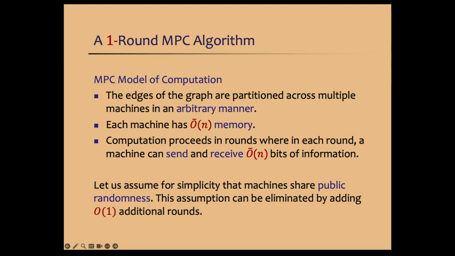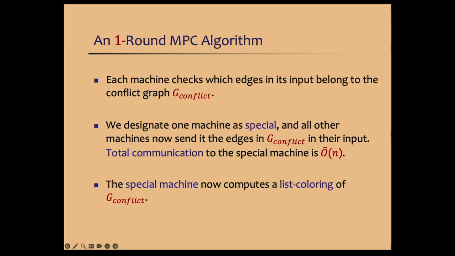Okay, so let me just also super briefly mention the algorithm in the MPC model. And for simplicity, let me just assume that machines share public randomness. So all machines have the same common source of randomness for now. You can eliminate this assumption by just adding a couple of additional rounds. So what's the algorithm? Each machine will check which among its set of edges needs to go to the conflict graph. All the machines have sampled colors for the vertices from the same source of randomness, and now they just apply this test to edges in their input.